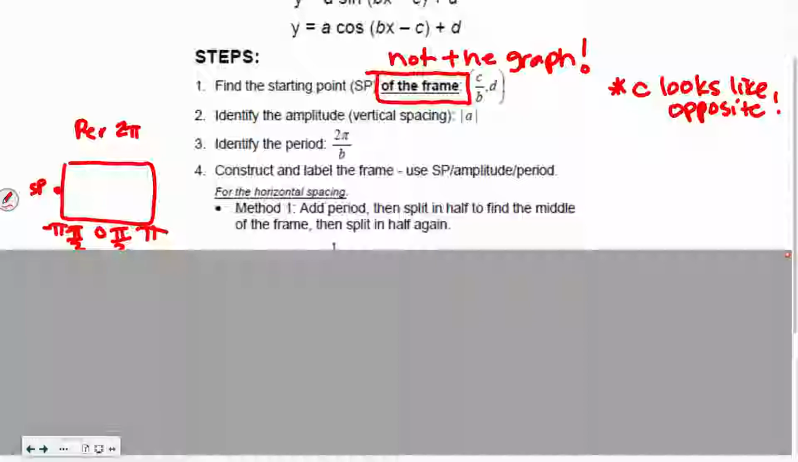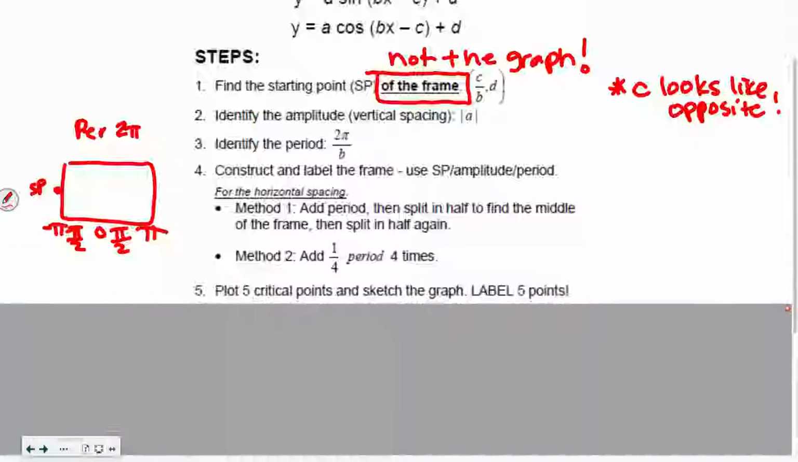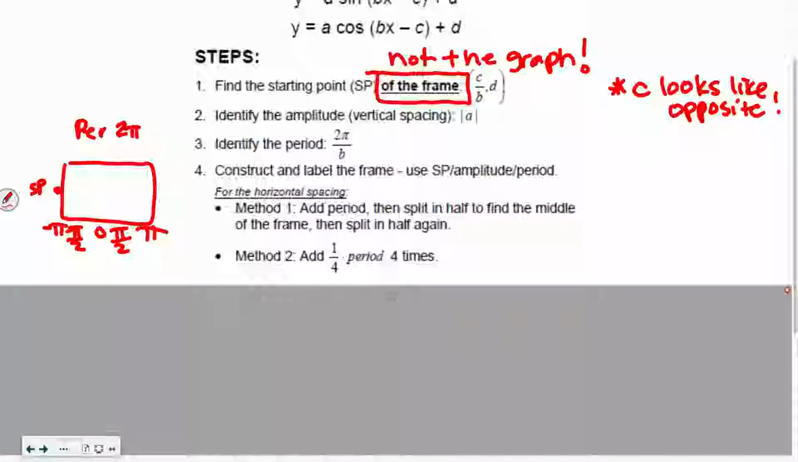Finding the middle of 2 things is really just taking an average. Add them up, divide by 2. Sometimes for some of us that can be a challenge because it's not always nice like this. There might be fractions, but you can still add up 2 fractions and divide by 2. That would also work.